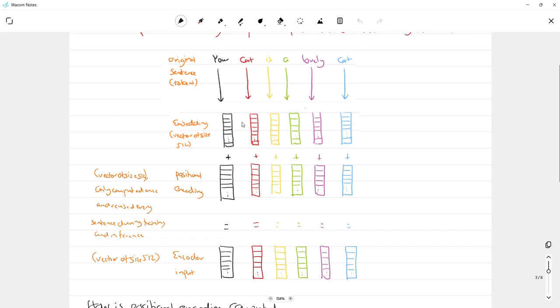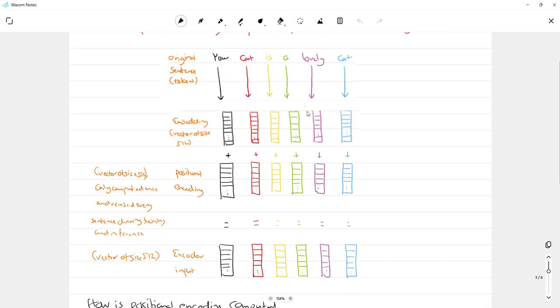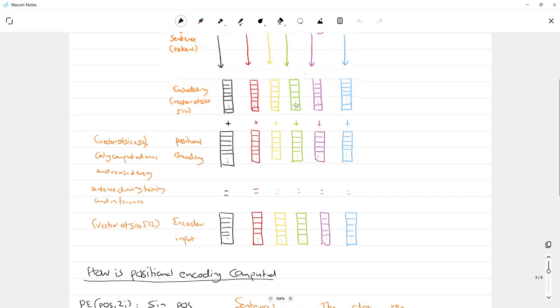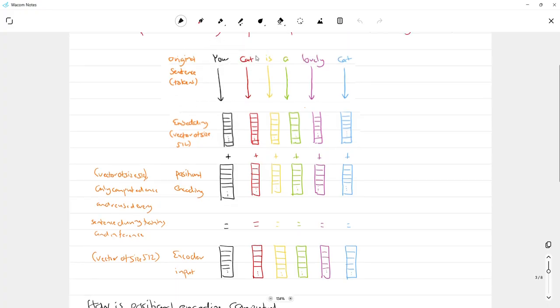So at this stage, each vector contains the semantic meaning of the word, but still no information about its placement in the sentence. So the two words cat would have identical embeddings here if the model learned the same meaning for both, even though they are at various places. So for each placement in the sentence, maybe for position 1, position 2, position 3, and so on, a unique encoding vector, that is called the positional encoding vector of size 512, is generated.